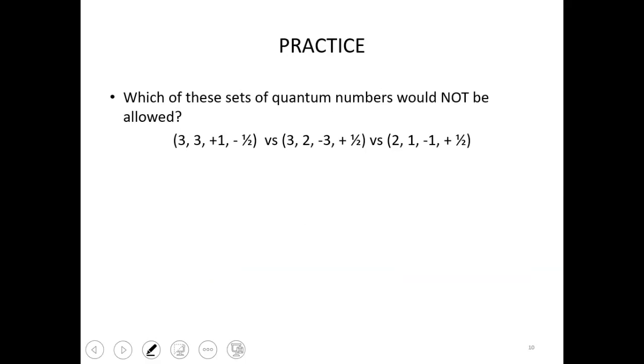So here are 4 sets of numbers. Again, the parentheses enclose the 4 numbers. So they're in sequence. The first number is N, the second one is L, the next one is ML, the next one is MS. So which of these would not be allowed? Remember, once I have the value of N, which has to be bigger than 0, and it has to be a whole number, L cannot be negative, and L cannot be the same as N. It has to be no more than 1 less than the value of N.